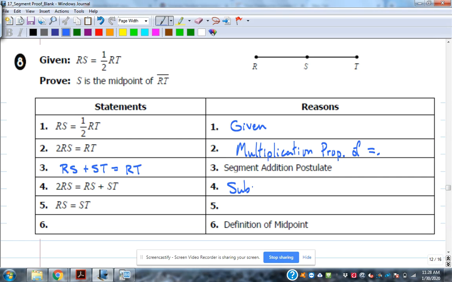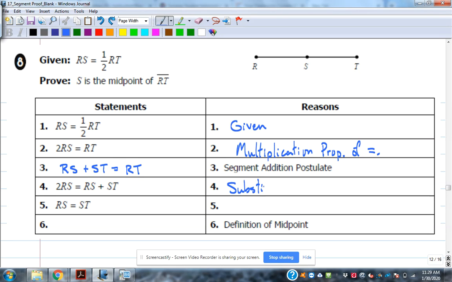Wait, I'm confused on that one. So we're right here. So where did the other RS come from? From statement 3, this and this are the same. Yes. From statement 2, both of those are equal to RT, right? If you look at the, okay, and RS plus SC equals RT. Okay. Yeah. All right.